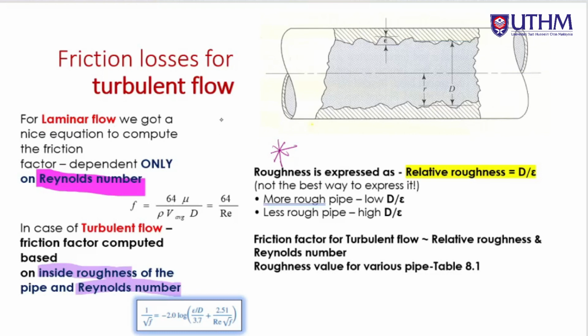So this is a short explanation about friction losses for a turbulent flow. As before, we have laminar and turbulent. For laminar, we have a nice equation to compute the friction factor, which, if we look at the equation here, only depends on the Reynolds number. However, in the case of turbulent flow, the friction factor is computed based on the inside roughness, which is this one.